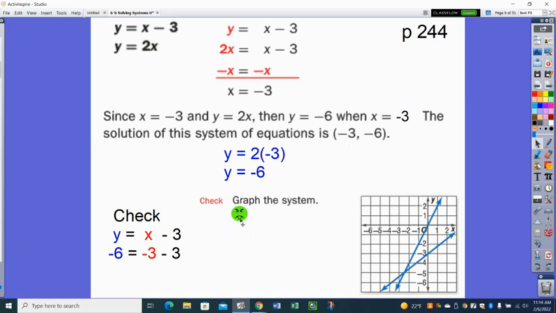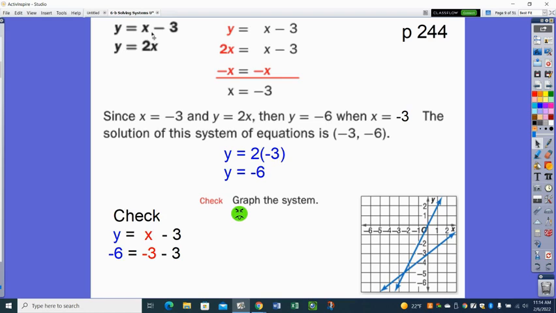Now the book has this idea that in order to check it, you should graph it. And that's why Mr. Yuck is here. Nobody would ever do that. We would never graph the system to check the substitution. So that's just a Mr. Yuck. To check it, you just take the other equation that you didn't use. So to get the y-coordinate, I used the y equals 2x, the bottom equation. So I just need to check my answer in the top one.